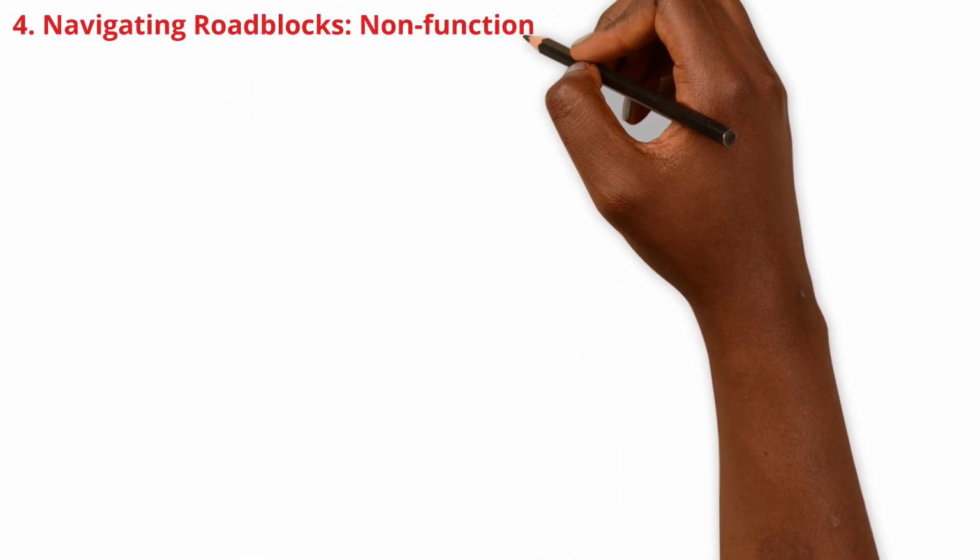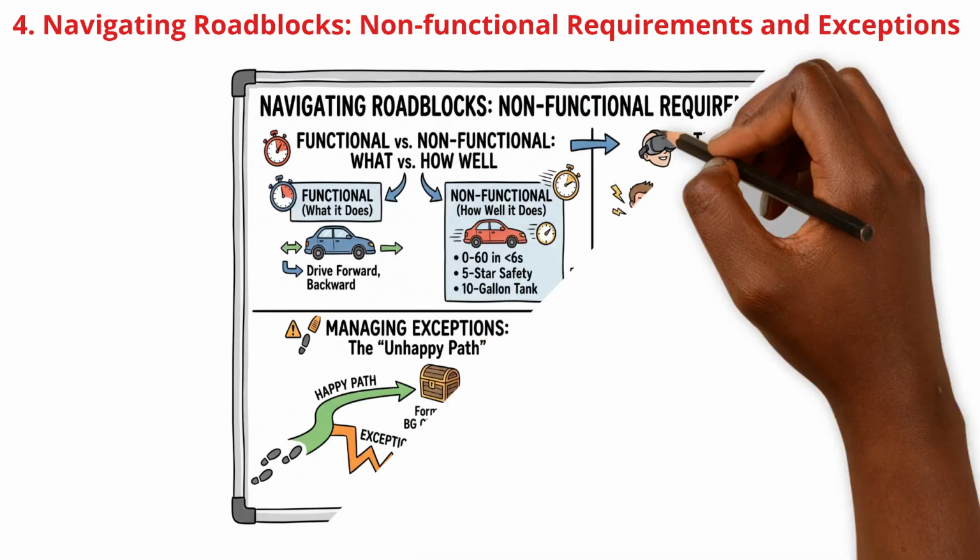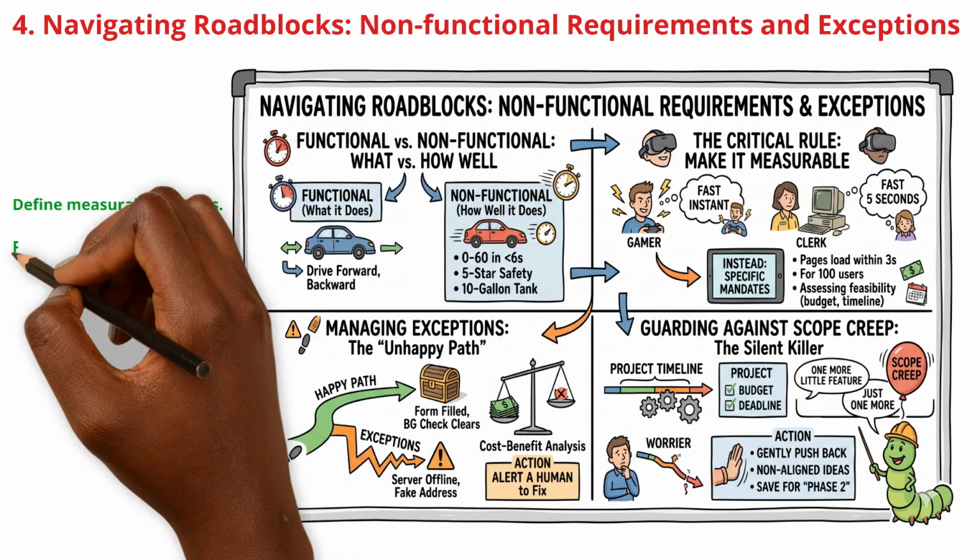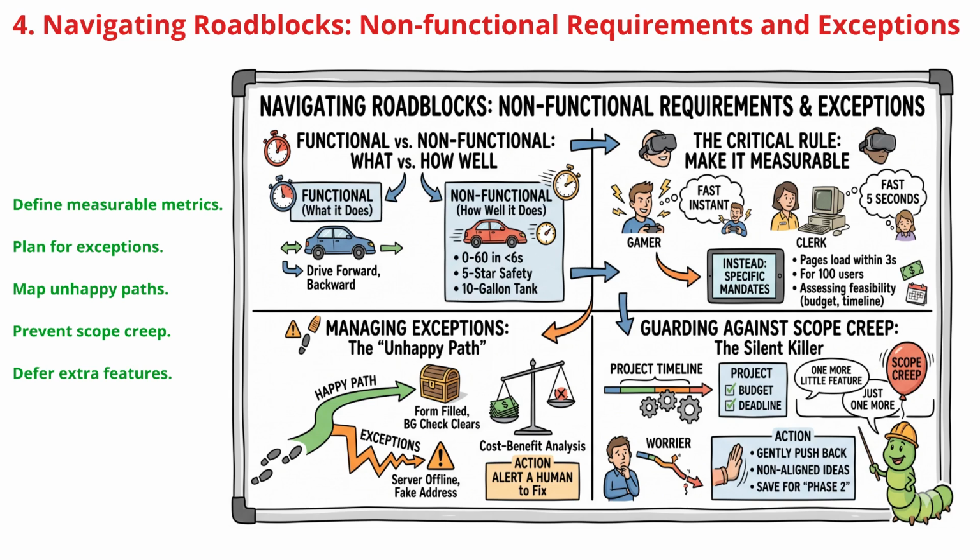While functional requirements cover what a system does, non-functional requirements dictate exactly how well it does it, like speed, security, and scalability. The golden rule? You must make them measurable. Instead of simply saying make it fast, define exact load times. Next, always plan for exceptions, or the unhappy path, so your system doesn't crash when things go wrong. Finally, guard your project against scope creep by gently pushing extra features to phase 2.